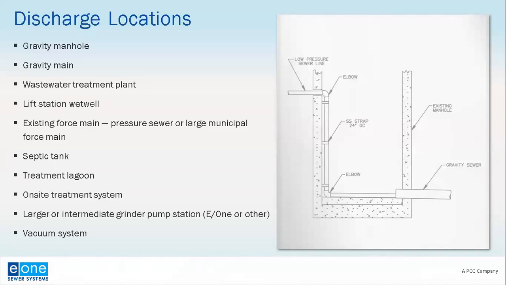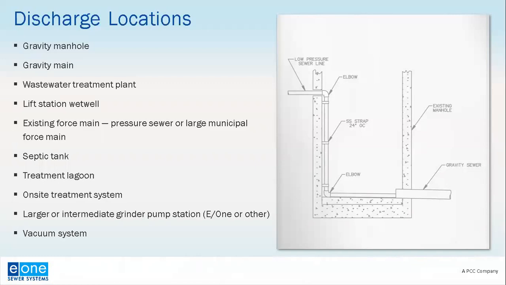We're going to get into hydraulics and pump design in further detail in this presentation, but I'll just mention now, we can go up to 185 feet of total dynamic head, and we can go down to a negative head and still operate reliably and predictably. So the result of that is where there's an existing gravity manhole, where there's a gravity main, these are locations where we can discharge to.